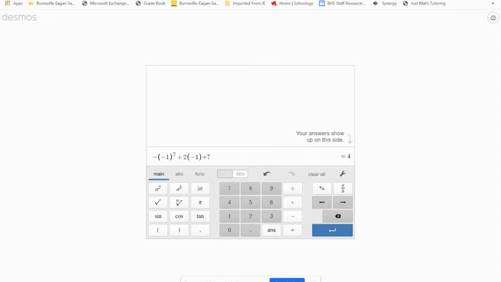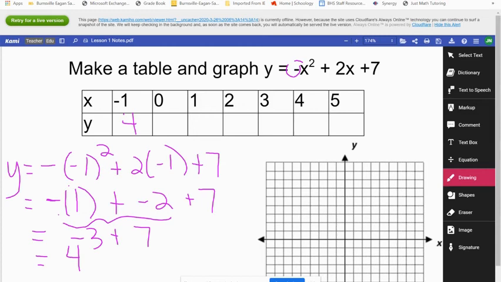All right, why don't you take a few minutes, pause the video, and see if you can find the other y values using Desmos, and then go ahead and come back, and we'll finish up our video together.